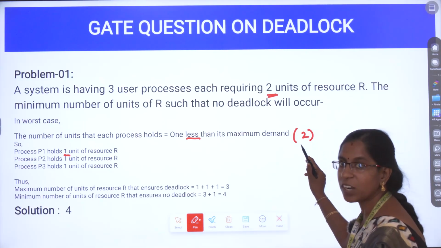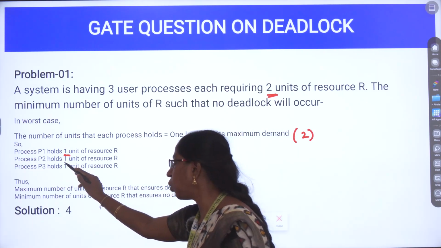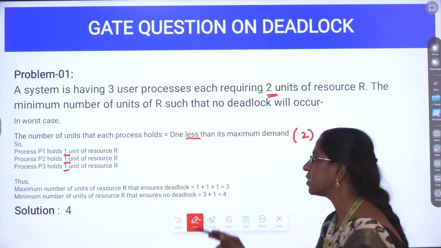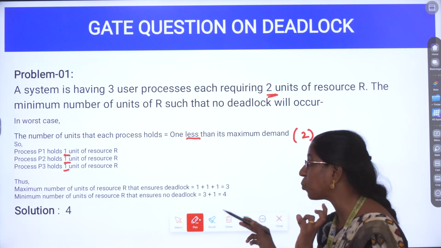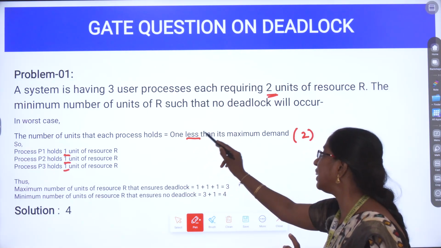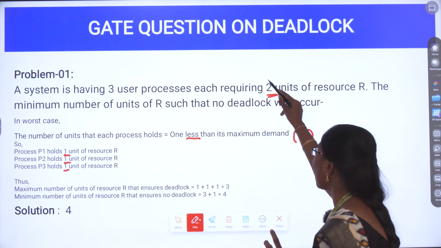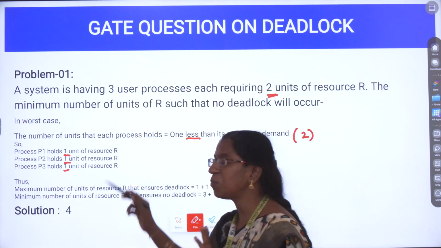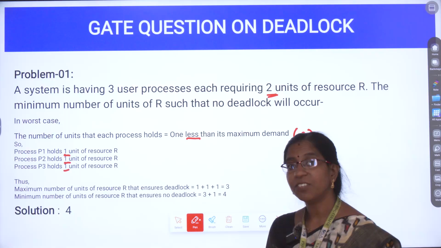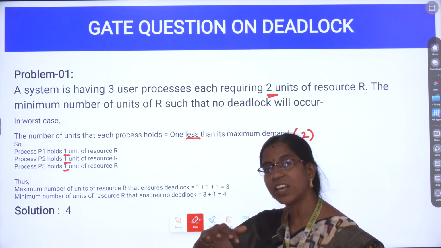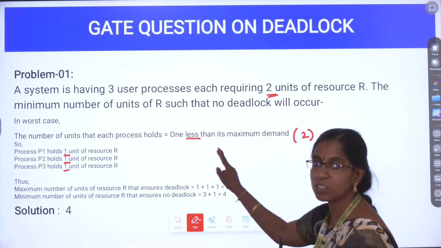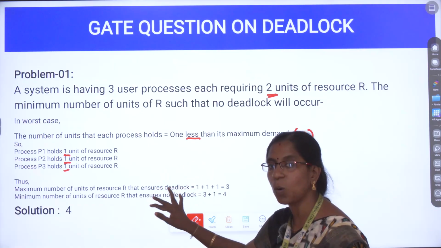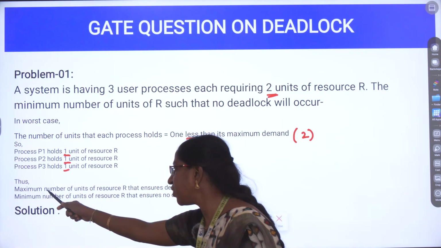This is 2 minus 1, which is 1. Process P2 holds 1 unit. Process P3 holds 1 unit. In the worst case, the number of units each process holds is 1 less than its maximum demand. Our maximum demand is 2, so 2 minus 1 is 1. Since each process holds 1, we can avoid the deadlock. If another process requests 1, we can provide one more. If P4 requests at the same time, we can allocate the remaining one to P4.